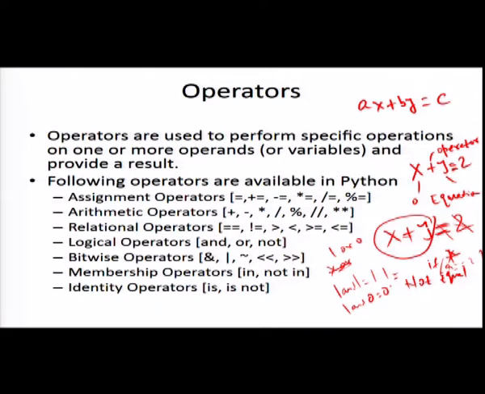So, this is called the bitwise operator. Then in Python, the assignment operator, arithmetic operator, relational operator, logical operator, and bitwise operator, you would have seen in other languages, but in Python exclusively you have two different operators called the membership operator and the identity operator. Membership operator speaks about in, not in. Identity operator speaks about is, is not.